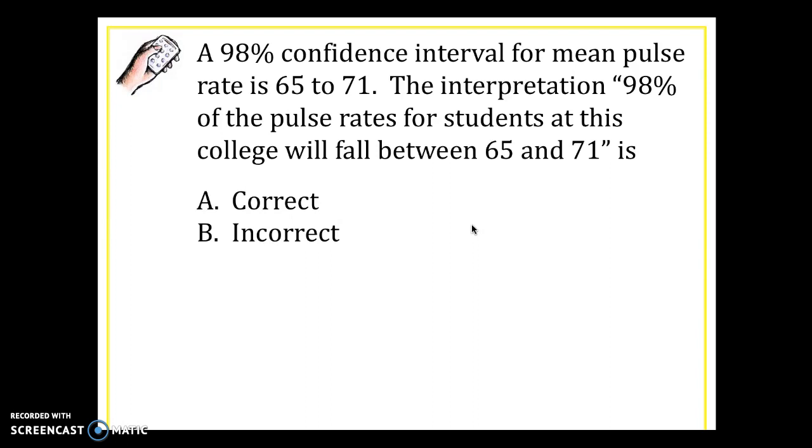All right, a 98% confidence interval for mean pulse rate, 65 to 71. Okay, what about the interpretation: 98% of the pulse rates for students at this college will fall between 65 and 71. That is false. That is incorrect. Again, that 98% pertains to the number of samples, not the number of students. So if we could take many, many samples of students to compute all different sample means, they would all then generate different confidence intervals. Then 98% of those confidence intervals will contain the true population parameter.